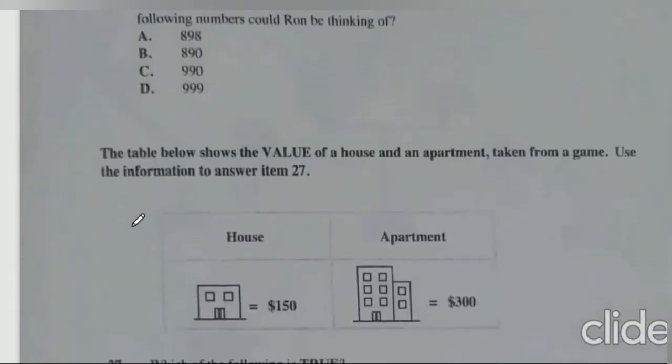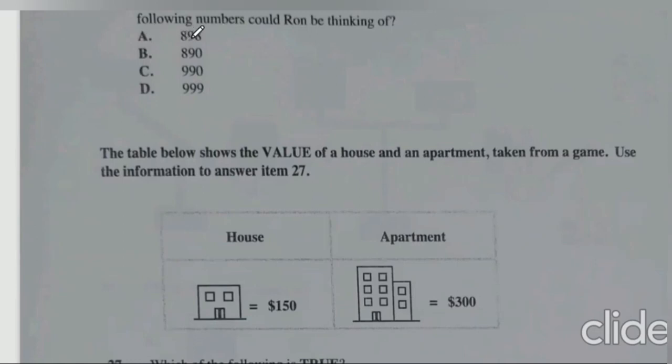Ron is thinking of a number that is more than 899, but less than 997. Which of the following numbers could Ron be thinking of? Well, if it's more than 899, that means it starts at 900, but it's less than 997, that means it ends at 996. So from 900 to 996, we are going to look for a number that falls right there.